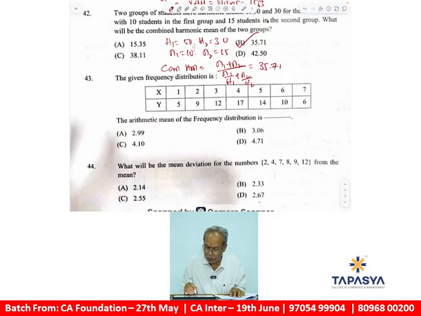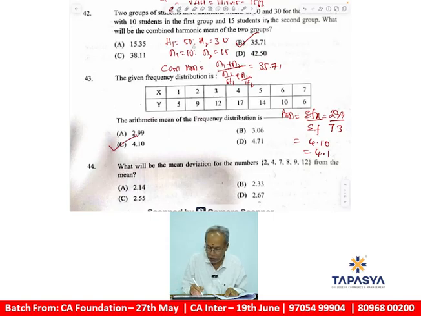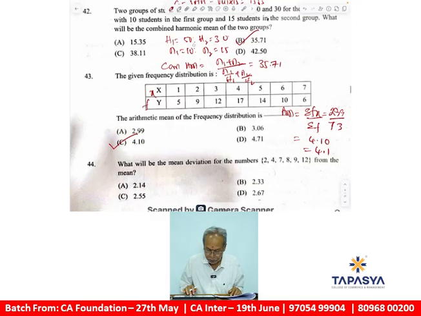Next, a frequency distribution is given, with X and frequency Y, and it asks for the arithmetic mean. The formula is directly sigma fx by sigma f. Sigma fx we got is 299, and sigma f, the total frequency, is 73, so this comes to 4.10, which is 4.1. The answer is C. This is frequency and this is X, and sigma fx by sigma f is 4.1.